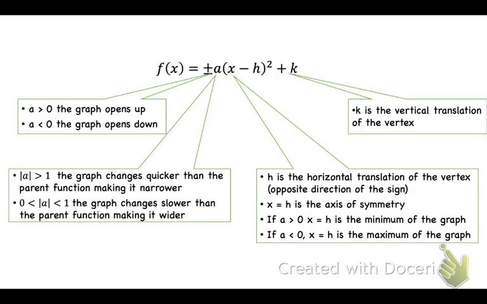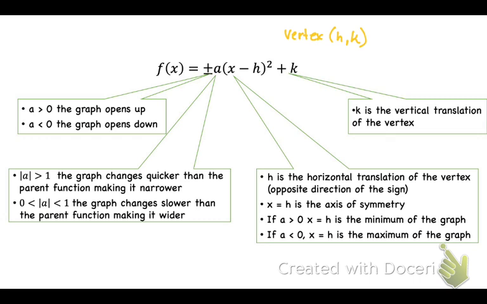Okay, vertex form. It's called vertex form because the vertex is in there. What variables are the vertex? Didn't we do this? Yes, we did. H and K. The vertex is H, K.